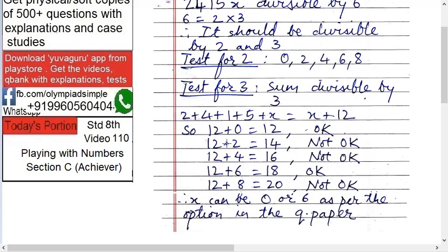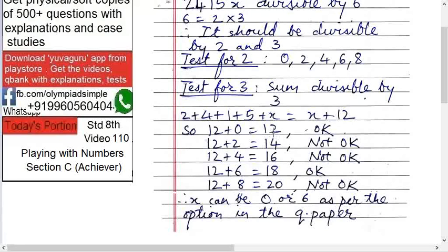You need not try, but then also let's see. 12 plus 2, that is 14. 14 is divisible by 2 but not by 3, so not okay. Similarly 4, 16, not okay. 6, 18, see here these digits we are putting. 6, 18, okay. Then 12 plus 8, 20, not okay.